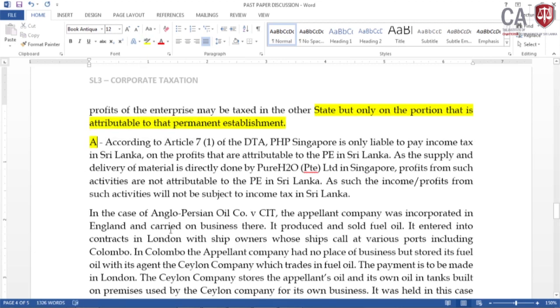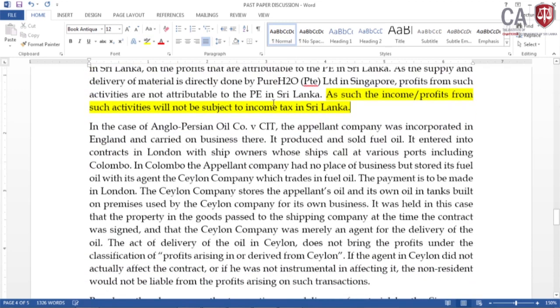Then, as the supply and the delivery of materials is directly done by Singapore, profit from such activities are not attributable to the PE in Sri Lanka. As such, the income profit from such activities will not be subject to income tax in Sri Lanka. This is your conclusion. And now analyzing the case with the scenario.